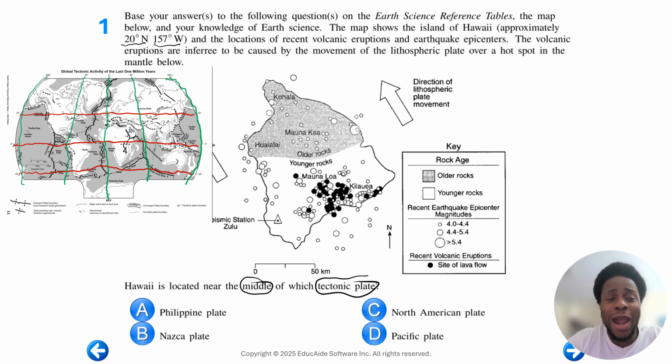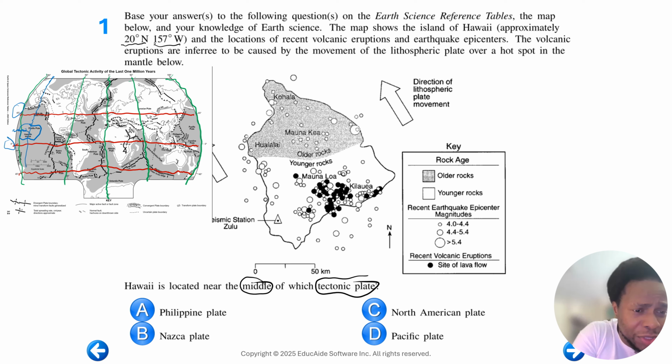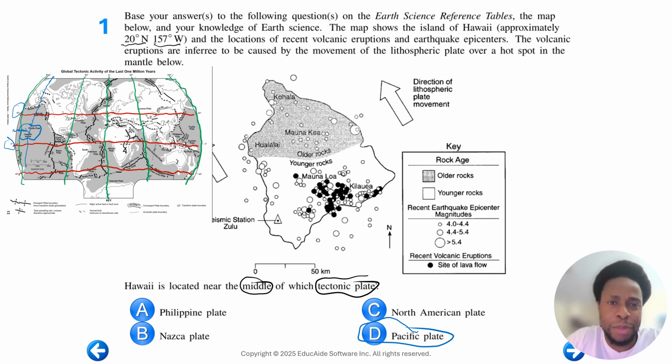In this case, Hawaii is 20 degrees north. So if this is 0 degrees, I know Hawaii is going to be on top of the equator, because it says 20 degrees north, which is on top. So if this is 0 degrees and if this is 45 degrees, then 20 degrees probably would be around here. Then 57 west would be just right around that area as well. So that brings us to Hawaii in that region there. And I can see that Hawaii is located on the Pacific plate. So our answer right now is Pacific plate.